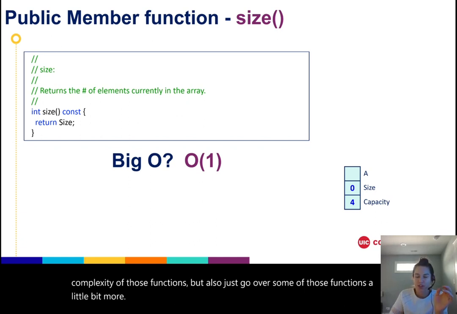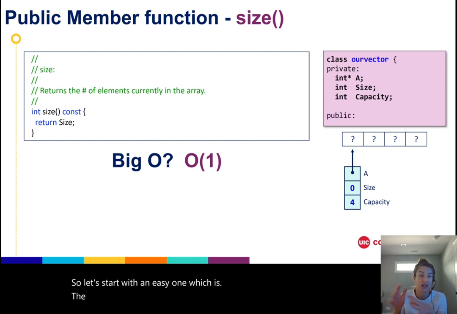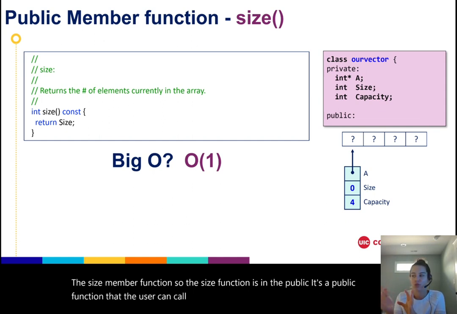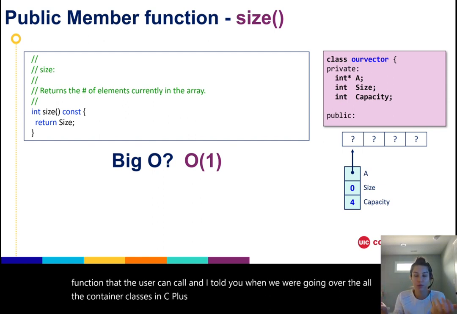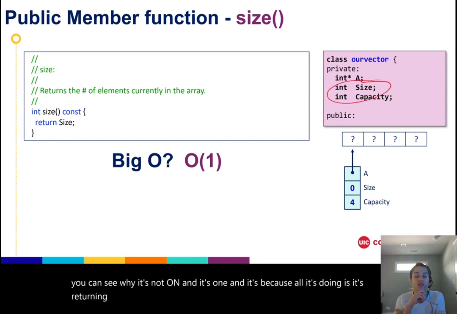So let's start with an easy one, which is the size member function. It's a public function that the user can call. And I told you when we were going over all the container classes in C++, I said, okay, what's the complexity of size? Is that O(n)? Well, here you can see why it's not O(n) and it's O(1). It's because all it's doing is returning the member variable associated with that particular object.